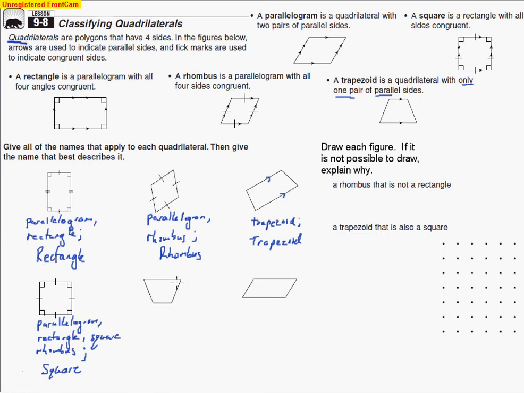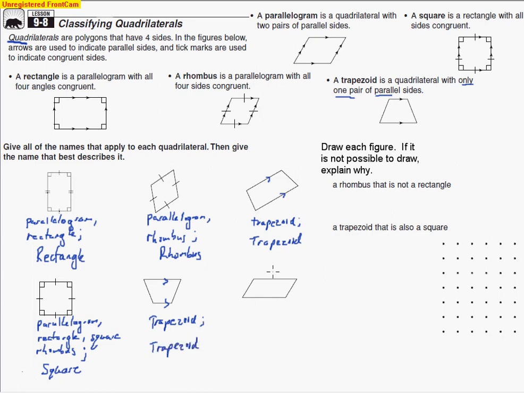Well, this next one, we'll say that these two sides are parallel, but that's it, just one set of parallel sides. So we'll call that a trapezoid again. It's not a parallelogram because it only has one set of parallel sides. The best name for it is a trapezoid.